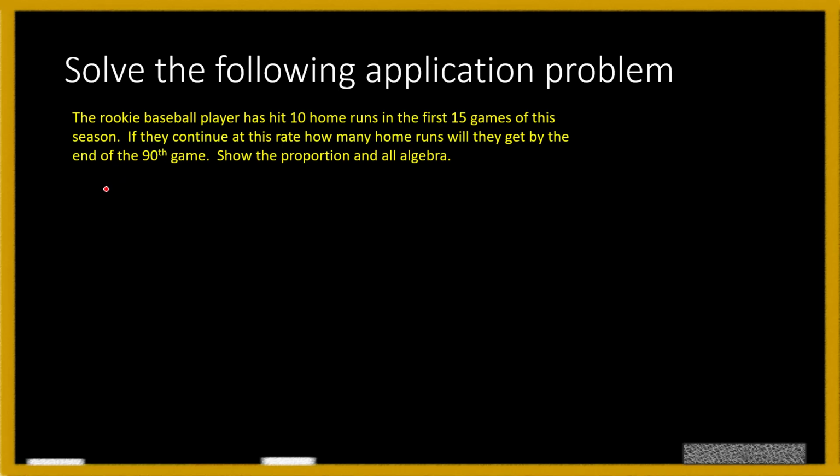This application problem is an example of using rational equations in the form of a proportion comparing two ratios. The rookie baseball player has hit 10 home runs in the first 15 games of this season. If they continue at this rate, how many home runs will they get by the end of the 90th game? Show the proportion and all the algebra.